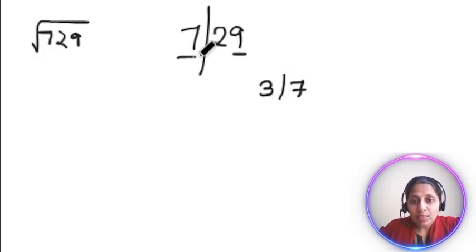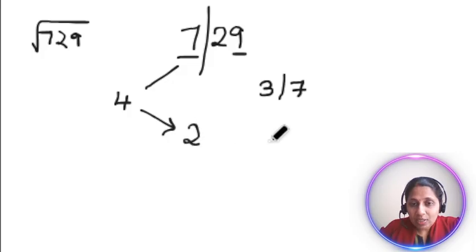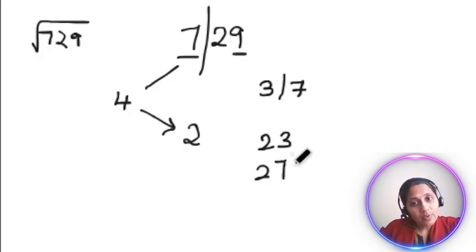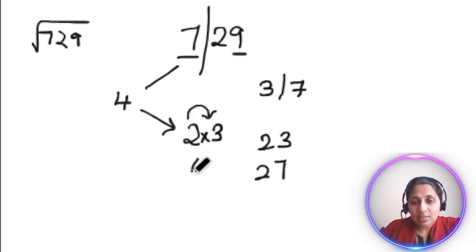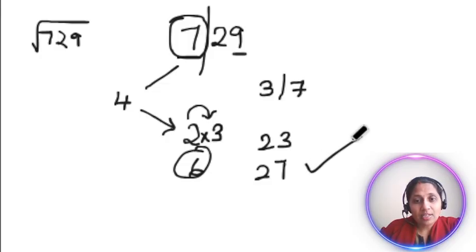Now, if you take the number 7, the nearest perfect square that is just less than the 7 is 4. So, the square root of 4 is 2. So, the number must be either 23 or 27. So, how do we find between these two? Take the next immediate number, which is 3. So, the answer is 6. Since 7 is greater than our 6, we must choose the bigger number, which is 27.